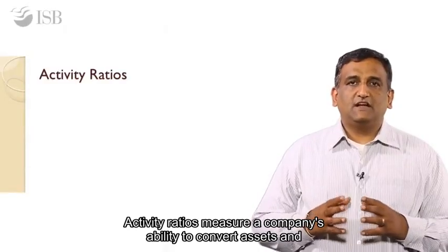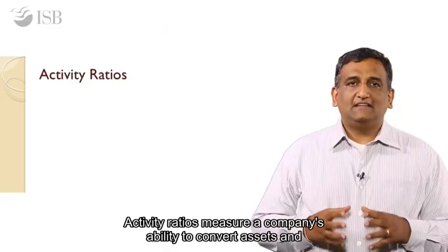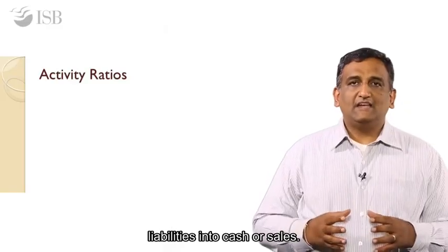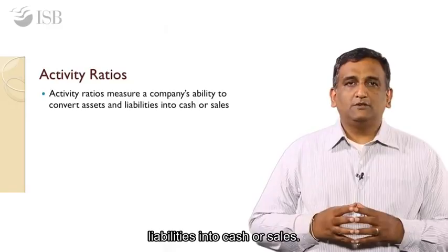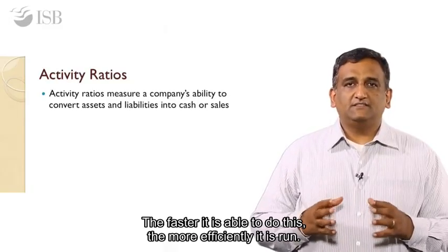Activity ratios measure a company's ability to convert assets and liabilities into cash or sales. The faster it is able to do this, the more efficiently it is run.